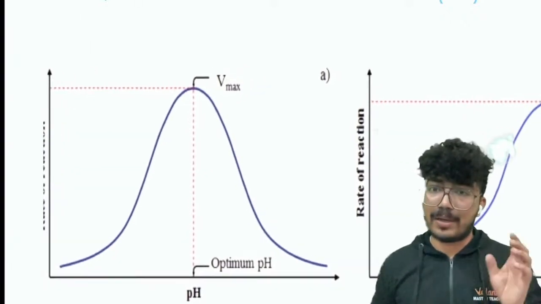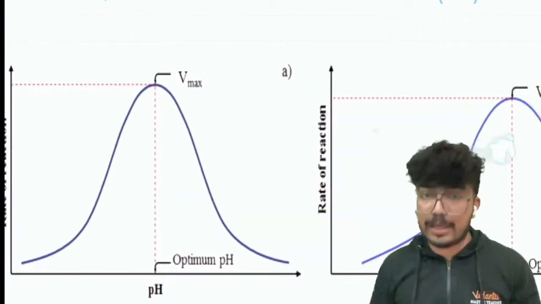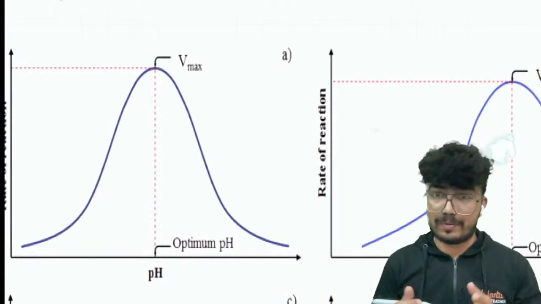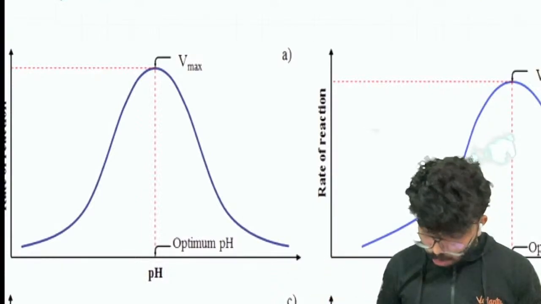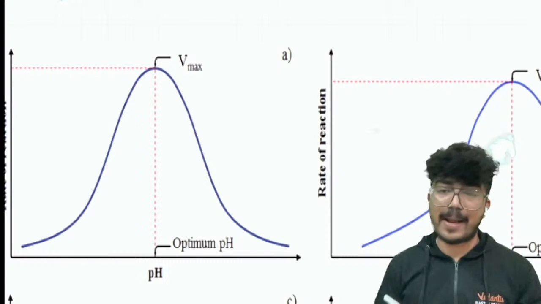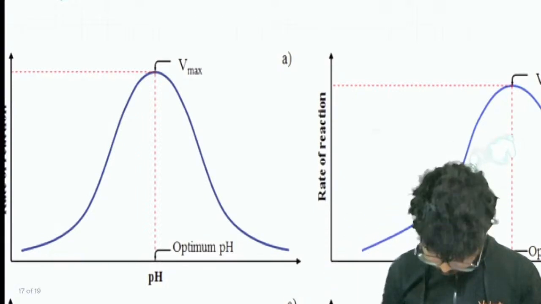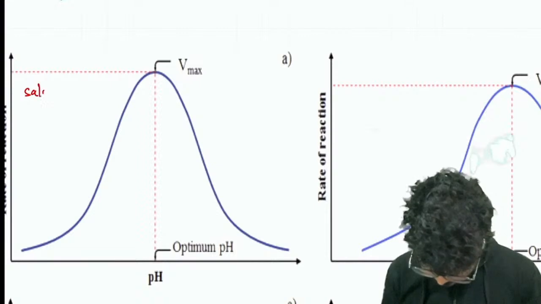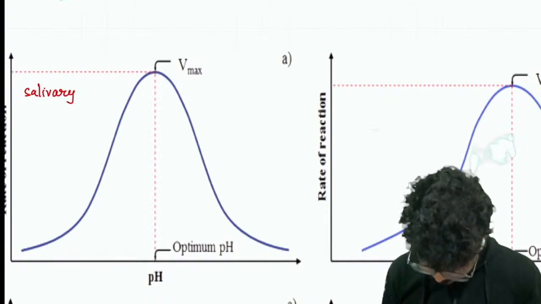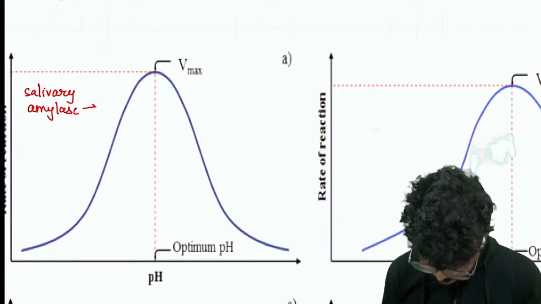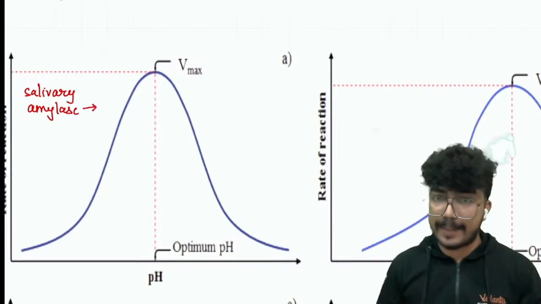They work at a very specific pH. I can give you some examples as well. Let's take the example of salivary amylase, which works at a pH somewhere around 6.8. So we have the first example, that is salivary amylase that works around pH 6.8.